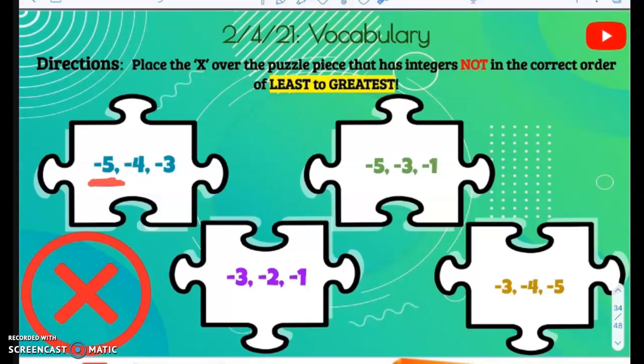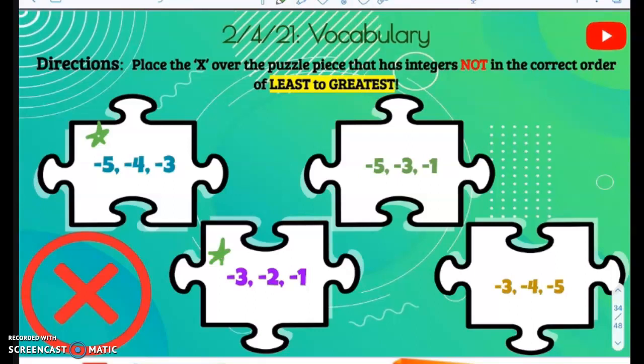So -5, that is going to be over on the left-hand side of a number line. -4, yep, and then -3, we're getting closer and closer to 0. So this is going to be correct. I'll star it. -3, then -2, then -1. Yep, that's going to be least to greatest there.